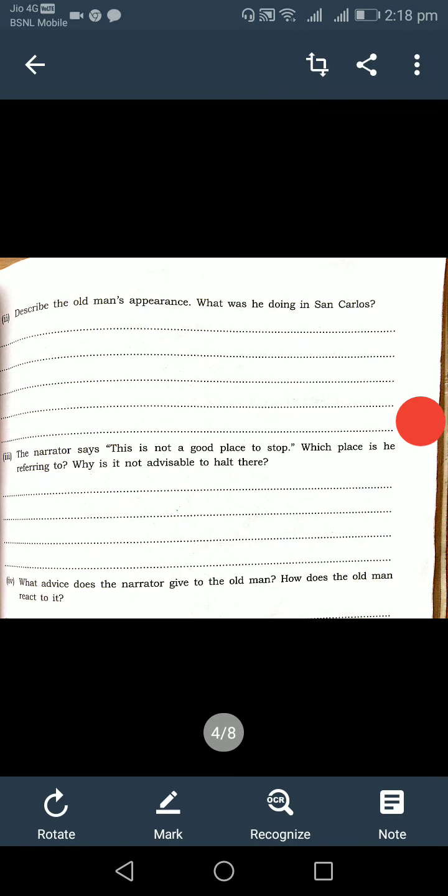How does the old man react? The old man replied that he did not know anyone there. However, he thanked the narrator for his suggestion and continued to express his concern for the fate of his animals that he had left behind.